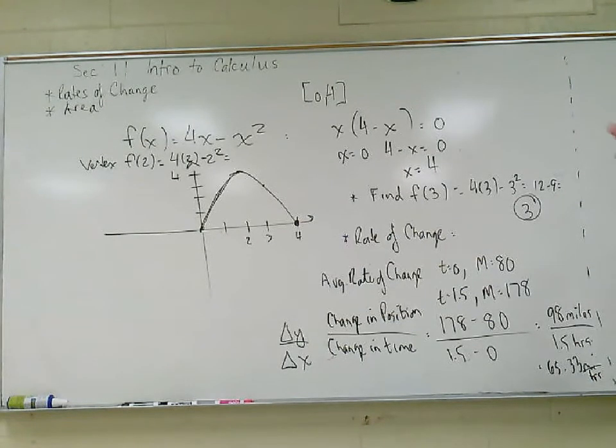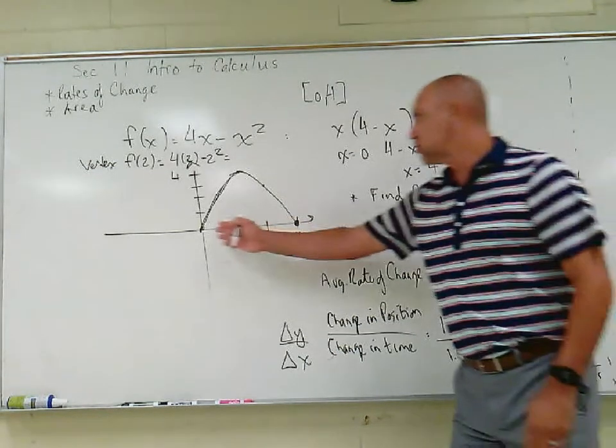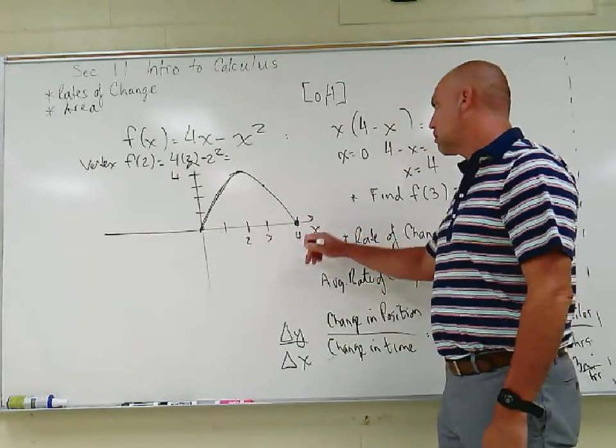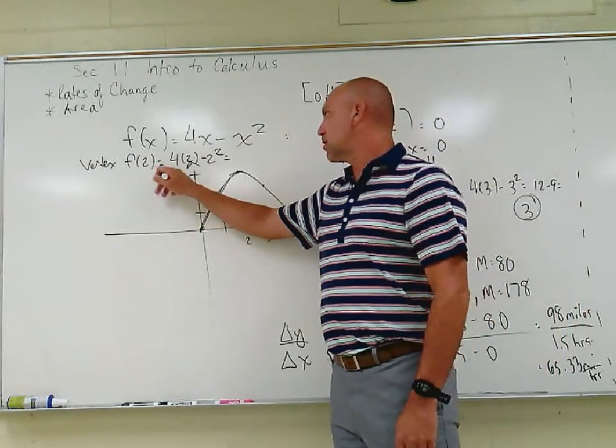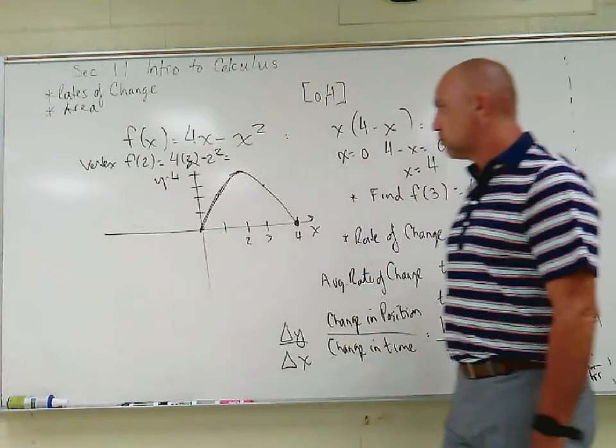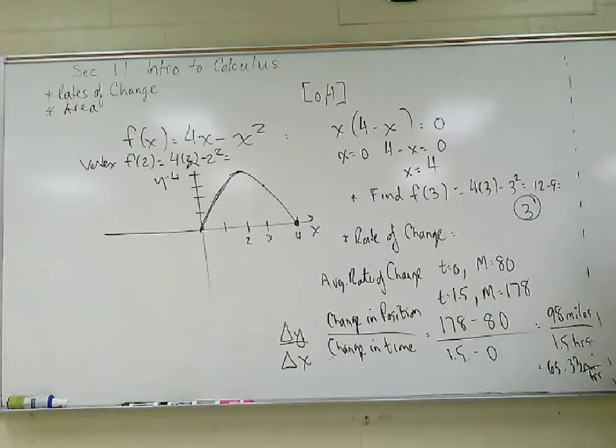So what I want to do for our little graph is I want to find the average rate of change. So on this one, it would be the average rate of change. Maybe this could be time, but we're going to call it x. And that could be our height, but we're going to call it y. So we're going to find the average rate of change here from 0 to 3. So here's the question.